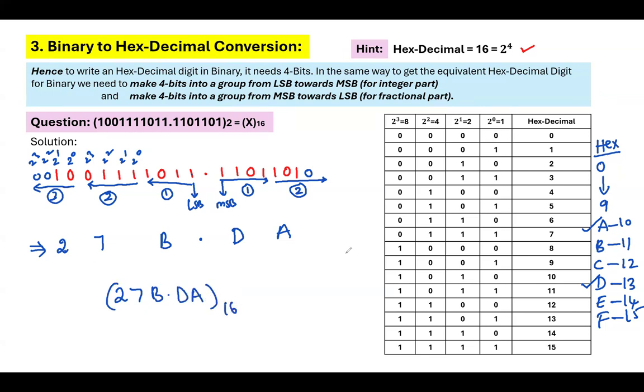With this, the total 3 conversions from binary to decimal, octal and hexadecimal number are completed. I hope you understand this concept. In the next video, I will provide you the remaining conversions.